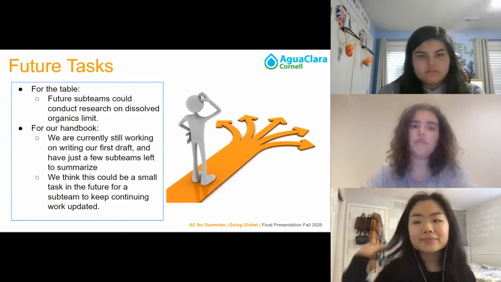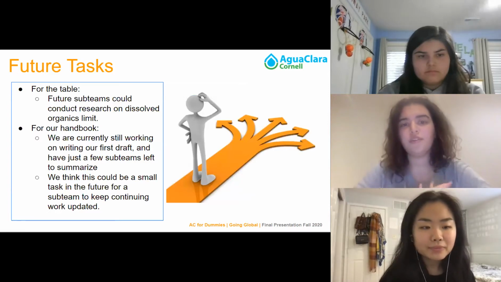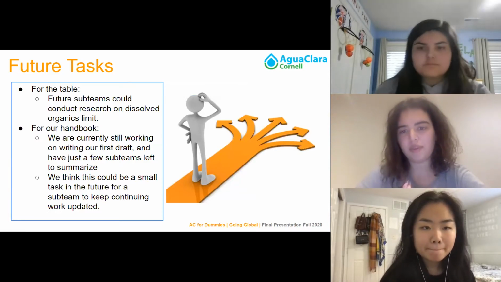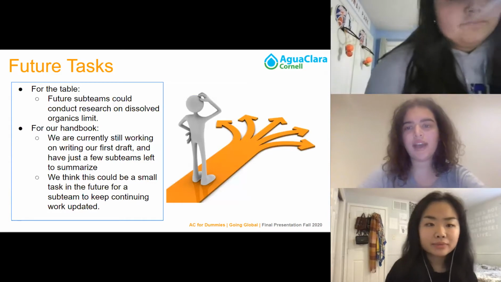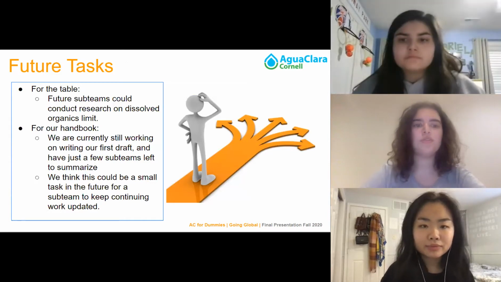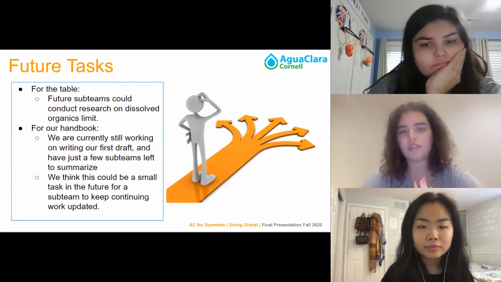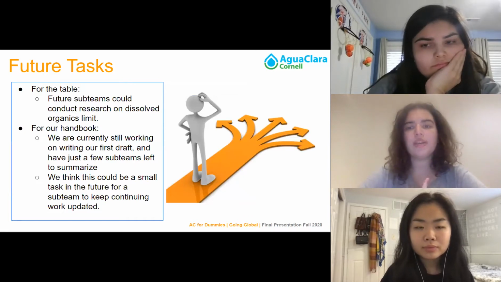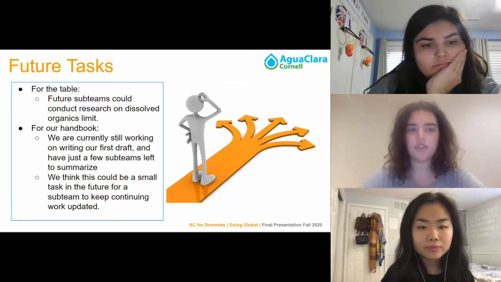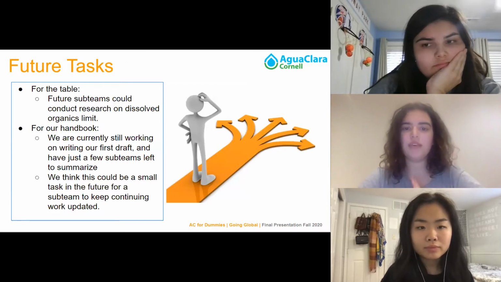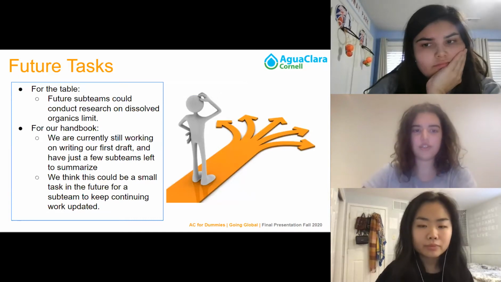So we have a couple of tasks so far that we hope to get done in the future, the first being for the table. And since literature doesn't have any information on what the maximum dissolved organics concentration needs to be for each of the Algoclara unit processes to work properly, we were hoping that some sub-teams could pick up this research in the upcoming semesters and find that out so we could have a completed table that could be used by Algoclara Reach.